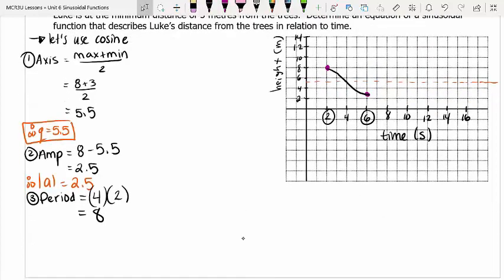Now with that, we can calculate our k value of the equation. Okay, and finally, let's calculate the phase shift.